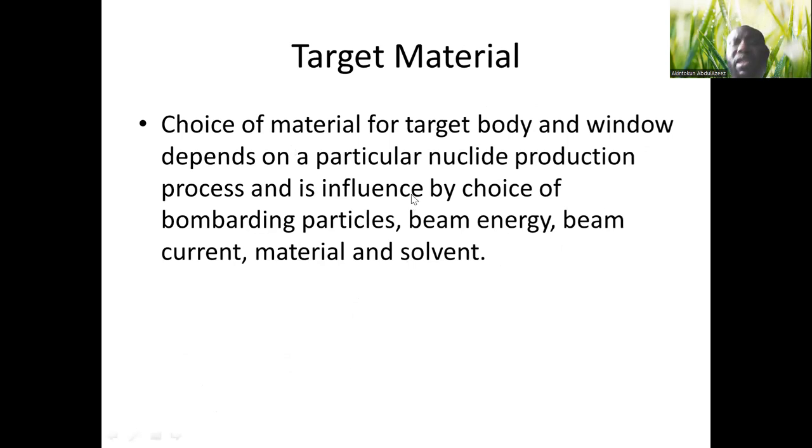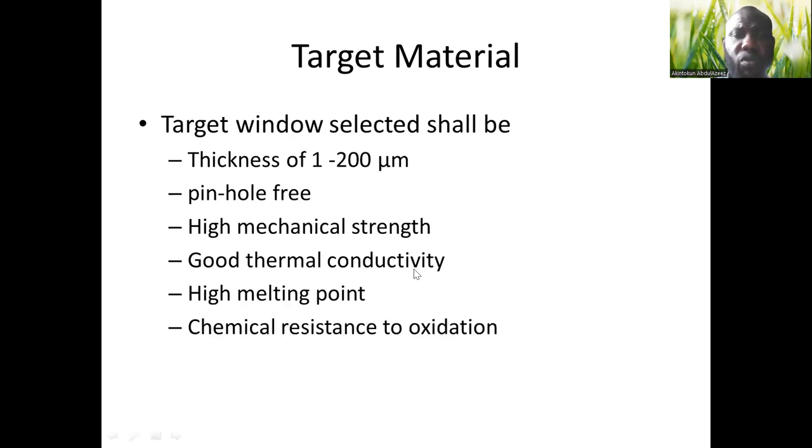So the choice of target material for the target body and window depends on the particular nuclear production process and is influenced by the choice of bombarding particles. And we have the beam energy also, and the beam current and material and solvent. When you talk about the target window, it is very important because if the window integrity is compromised, then we don't have any type of reaction. We have leakage. And it results in two things, contamination of the cyclotron tank, and also it leads to losses of time and materials.